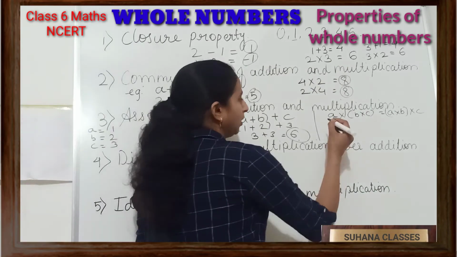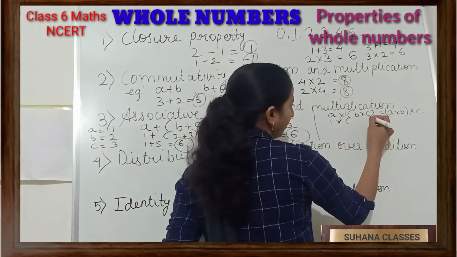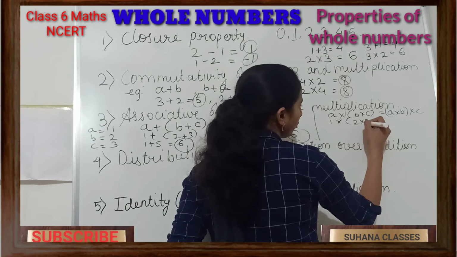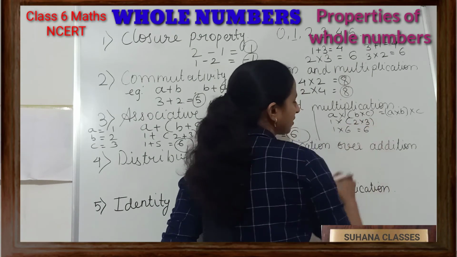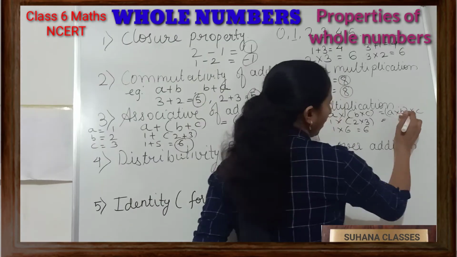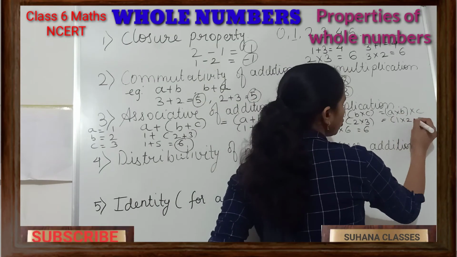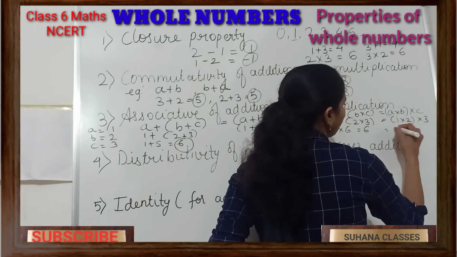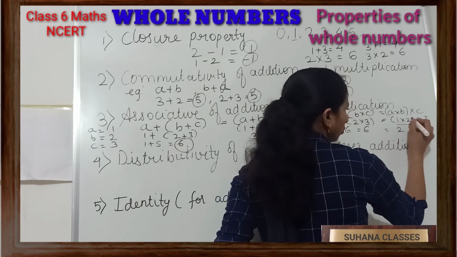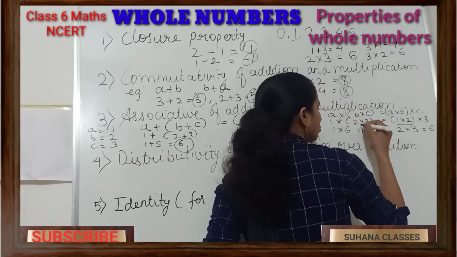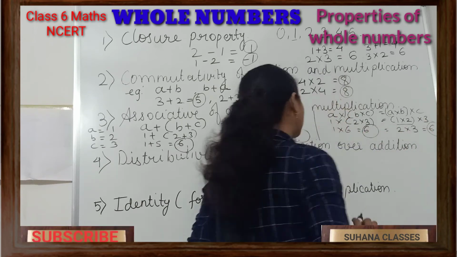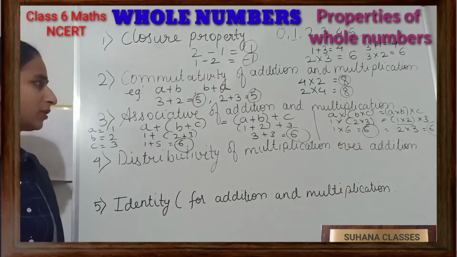So let us see. A is 1 and B into C is 2 into 3. 2 into 3 is 6 and here I will get the answer as 6. So let us check here. A is 1, B is 2, C is 3. So first I will multiply 1 into 2, which is 2, then into 3, and here I get answer 6. Here also I got answer 6. So this means what?